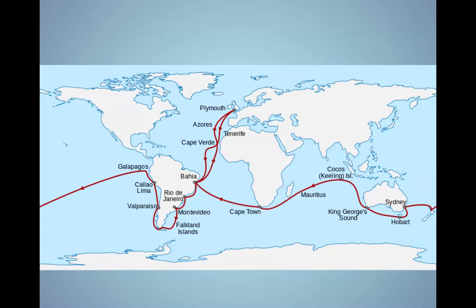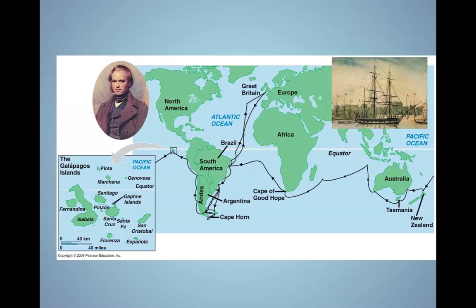This map is to show you the route of the HMS Beagle. As you can see, it comes from Plymouth in England. Starting off in England, coming down to South America, going all around South America. Here are the Galapagos, the very famous islands he explored, all the way around. So he circumnavigated the entirety of the globe. Quite an adventure, quite an ordeal.